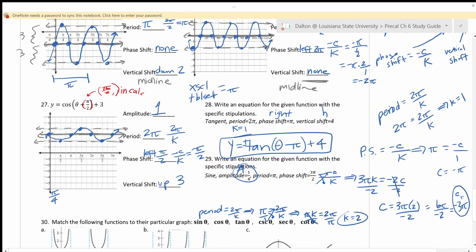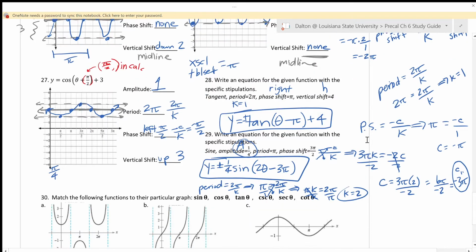So my final answer will be y equals plus or minus 1/4 times the sine of, my k value is 2, so k theta would be 2 theta. And then it says plus c, but I know that c is negative 3 pi, so that'll be minus 3 pi. And then there is no vertical shift, so there is no plus h to take care of.